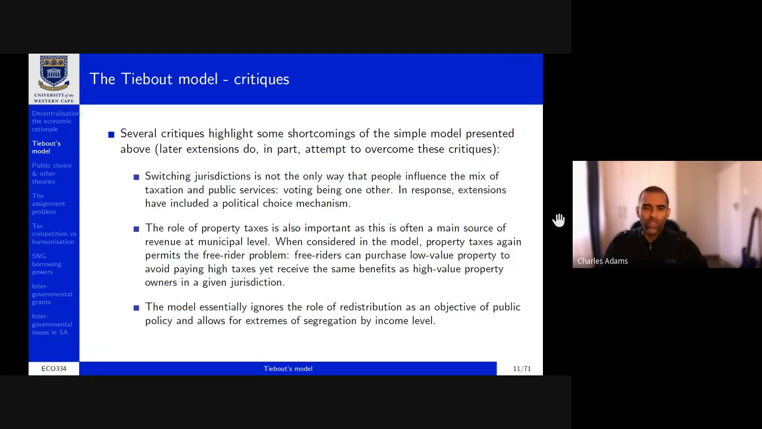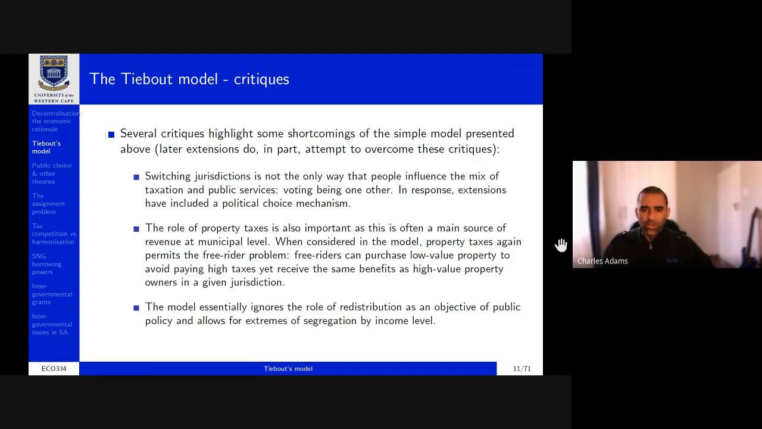And some might argue that is one reason why property prices in Cape Town are so high. This is complicated by a lot of things, but one of the reasons that people may present as an argument is that people value the level of public goods and services, or the mix of public goods and services, provided in the Western Cape and by the municipality of Cape Town versus other municipalities and other provinces.